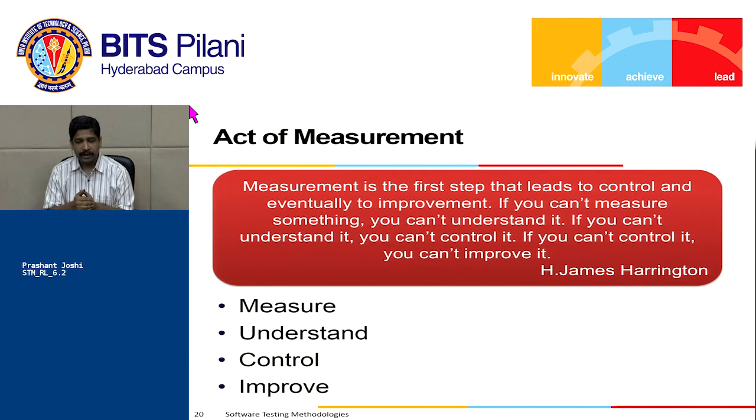So this is what H. James Harrington says. Measurement is the first step that leads to control and eventually to improvement. If you can't measure something, you can't understand it. If you can't understand it, you can't control it. If you can't control it, you can't improve it. So I think what we are really looking at is metric which will lead to improvement. So what we really want to do is measure, understand, control, improve. MUCI. Measure, understand, control, and improve. So that's the logic, that's the philosophy that we'll follow.